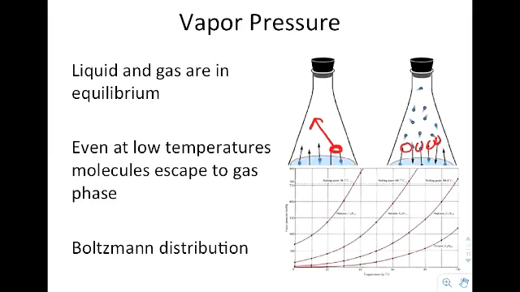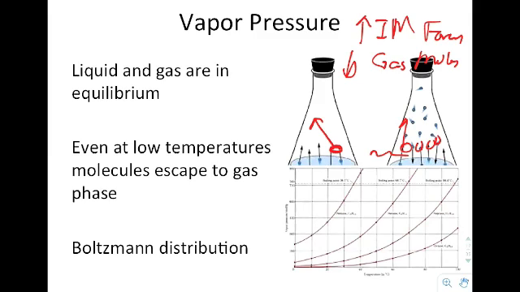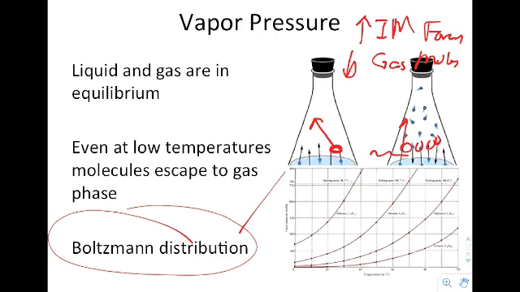Now, the vapor pressure, as you increase the intermolecular forces, you actually decrease the number of gas molecules, because once again, the amount of energy required to escape gravity, you have to break that intermolecular attraction. So even at low temperatures, you're going to have some liquid escape to the gas phase, but most of the time it's not going to be very much. Now, the higher the temperature gets, the more molecules are going to go into the gas phase. Now, it says Boltzmann distribution, and the reason why is it's a random occurrence due to chance that you're going to have these molecules go into the gas phase. So you have to look at it on a statistical basis, and that's why it says Boltzmann distribution.